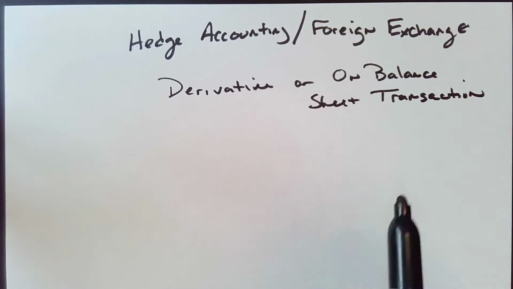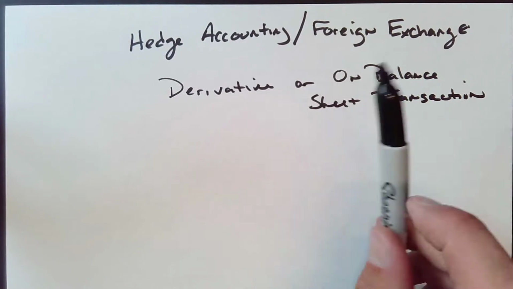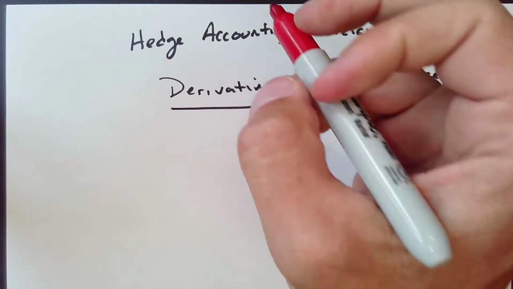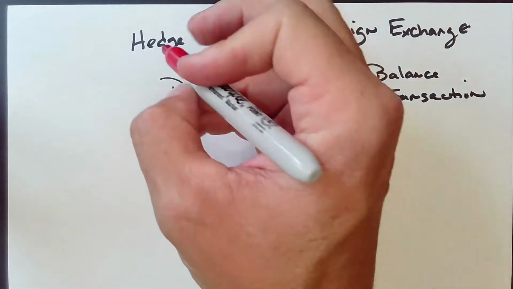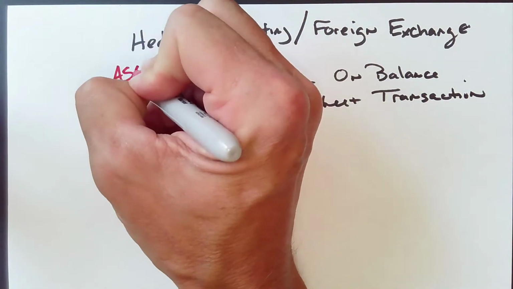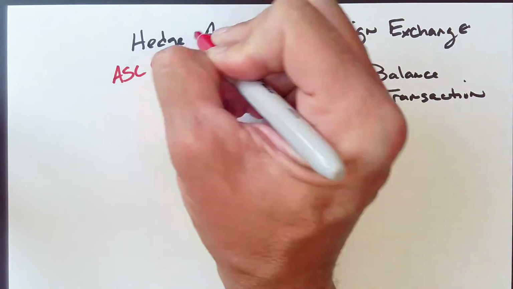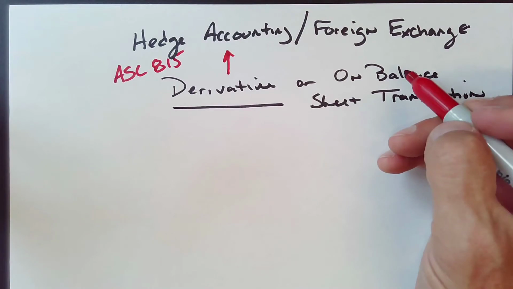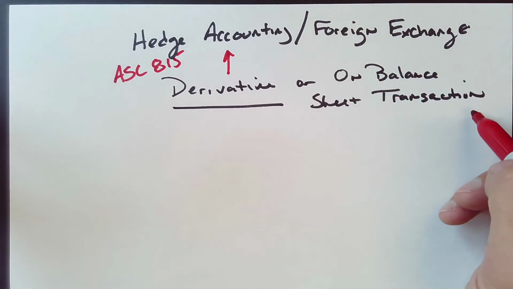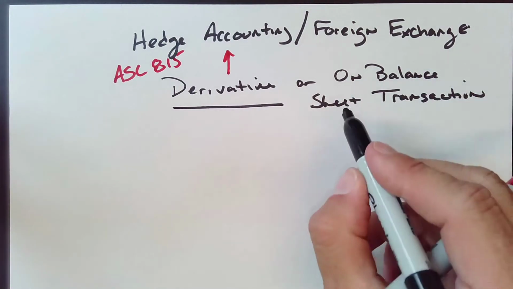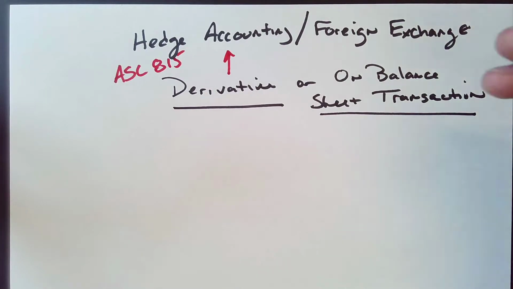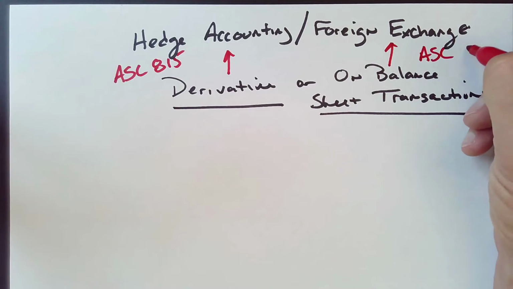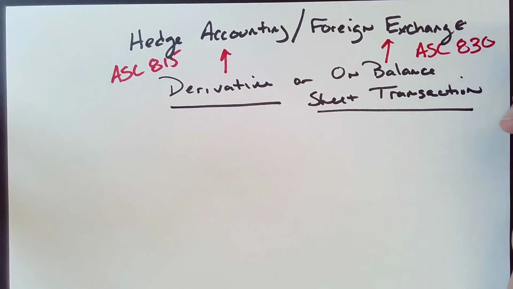Now, if I'm using a derivative, then we go to the hedge accounting literature in ASC 815. If I'm hedging using an on-balance sheet transaction, then I'm going to go to the literature in ASC 830.